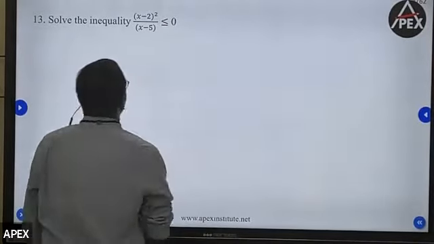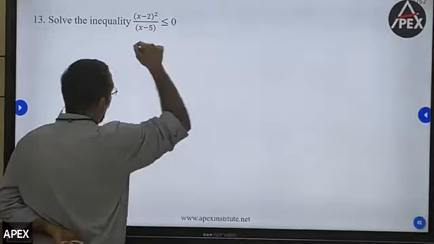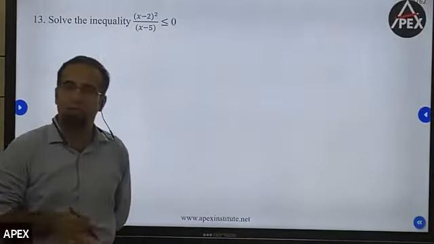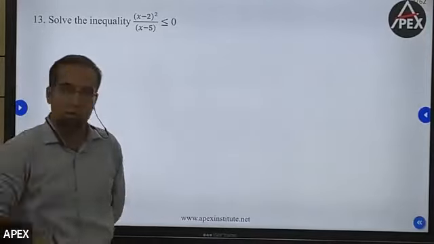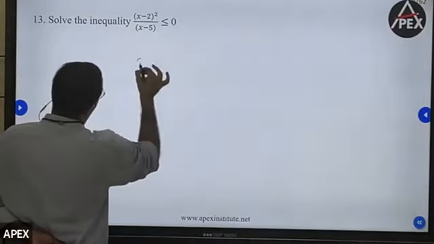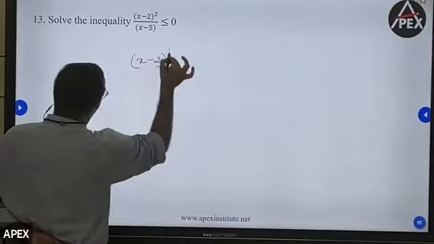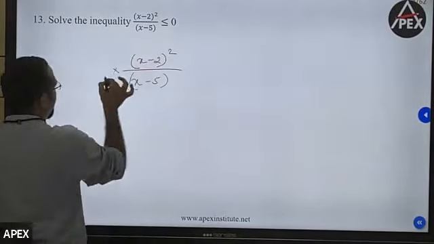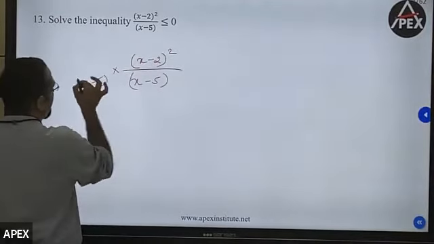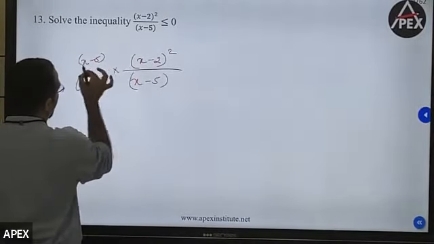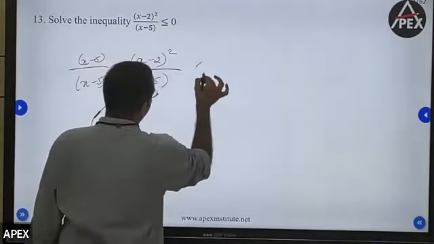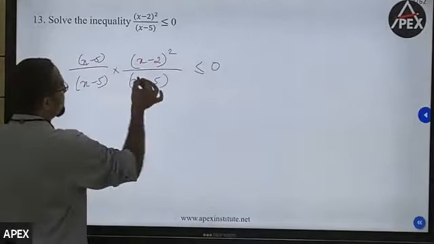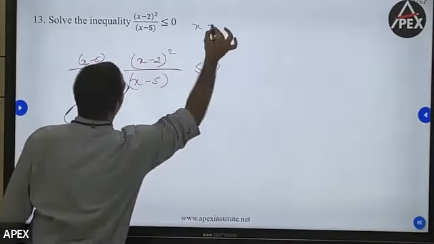Yeah, let's come down to this, guys. (x minus 2) whole square. Now, doesn't matter whatever is my numerator. Whenever I see a fraction, the best part is make denominator square. So this becomes (x minus 2) whole square divided by (x minus 5). I'm multiplying with (x minus 5) here and here. So eventually this becomes less than or equal to 0. So first things first, x cannot be equal to 5.